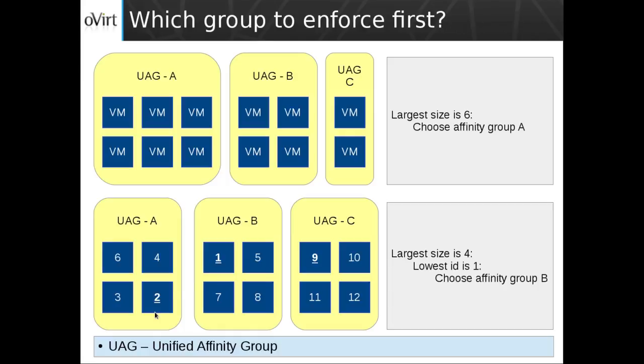So in this case, you get 2, 1, and 9. And the lowest ID from all of these groups is 1. So in this case, it's going to enforce UAG B before A and C, and after that UAG A, and then at the end UAG C. See? 1, 2, 9.